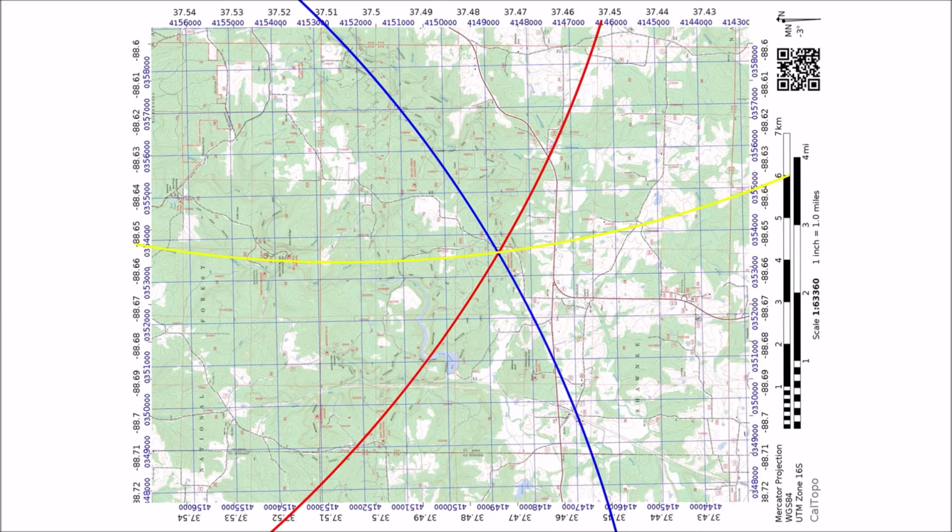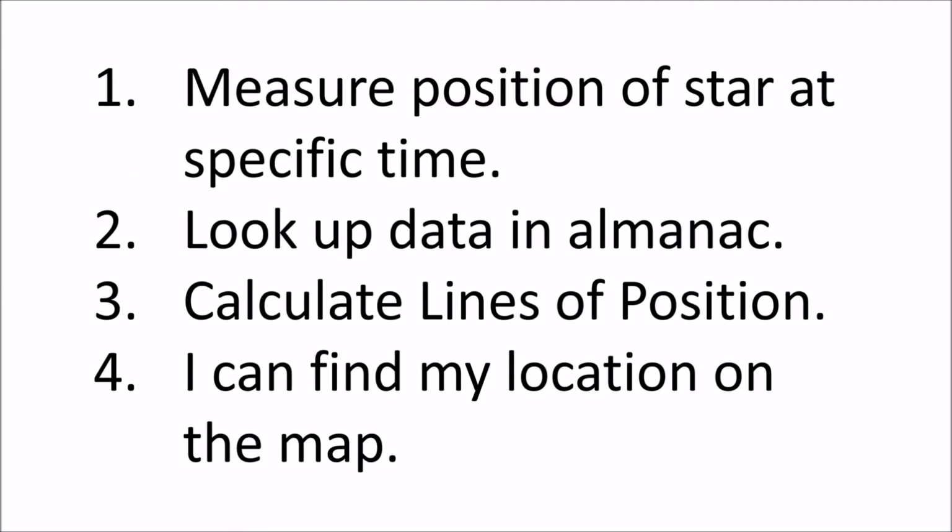What is our takeaway from this example? Four things. We can measure the position of a star relative to us at a specific time. We can look up information about the star in a published almanac. From that, we can calculate a line of position, and multiple lines of position will help us find our location on a map.